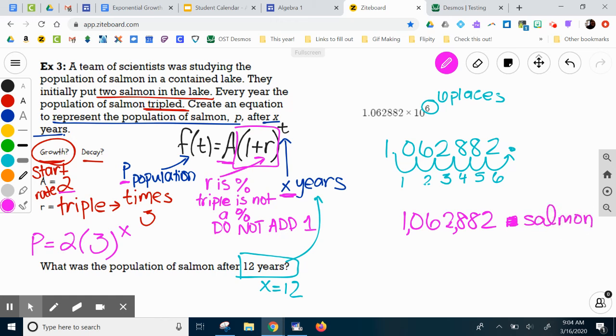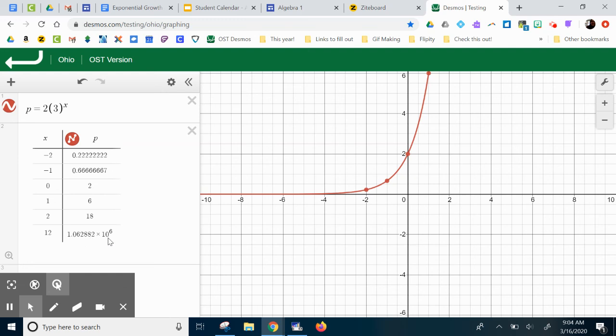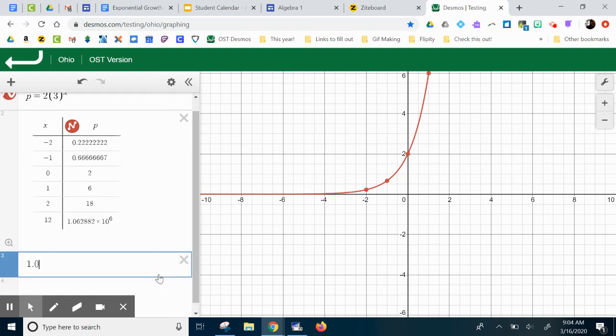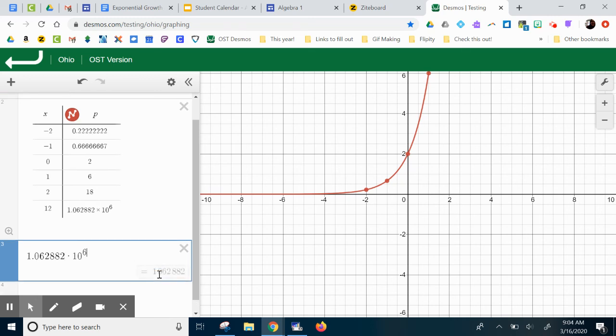The other way you could have done this is you could have typed that back into Desmos and let Desmos do it for you. So if I'm on Desmos, I could type this in, 1.062882 times 10 to the 6th power, and it does give me the number right here as well. Okay, try out number 4 on your own.